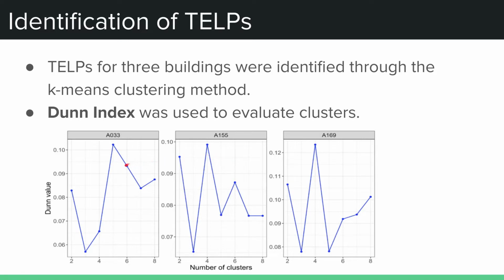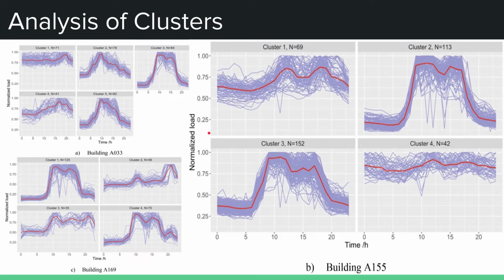Here we can see that a higher index means better clustering. So for the first building, 5 was identified as the optimal number of clusters, and for the third building, 4 is the optimal number of clusters. And these are the clusters identified by k-means: 5 clusters for the first building, and 4 clusters for the rest of the buildings.